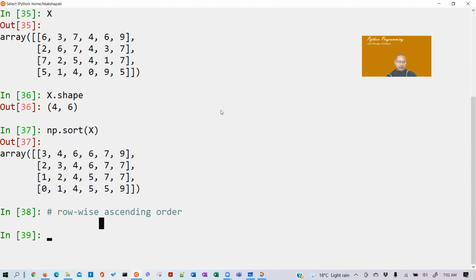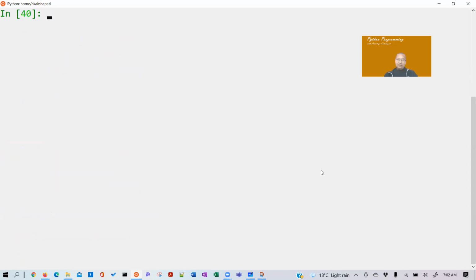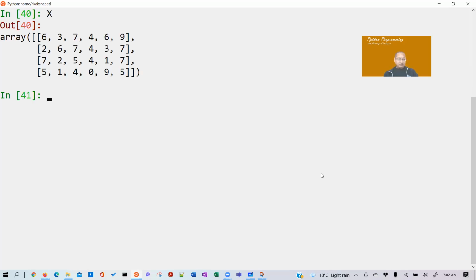So what if I want to do this sorting along the columns, column wise गर्नु पर्यो भने के गर्ने? Any idea? Axis लाएर गर्न मिल्छ. Axis के दिनु पर्ला यसमा? 1. Column wise गर्दा 1 हो र 0 sir. Column wise 0. एक उल्टो हुन्छ हैन? So let me do that here.